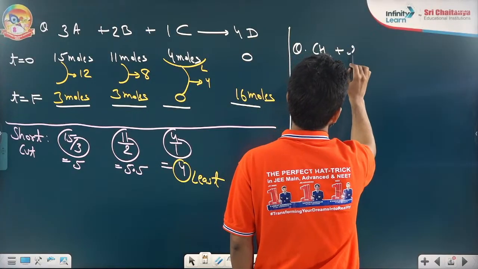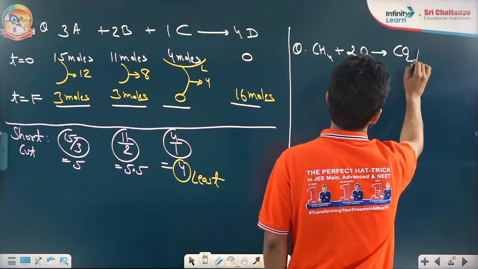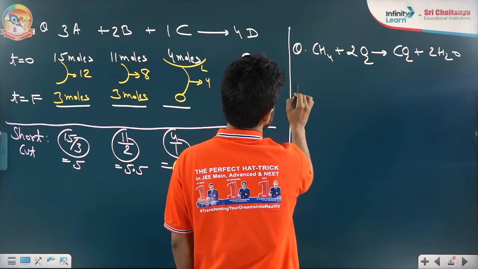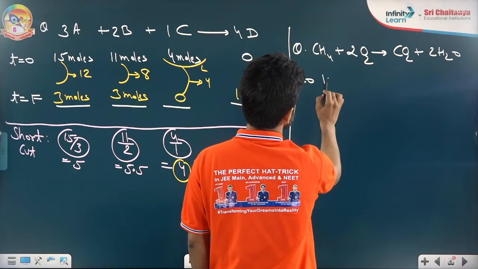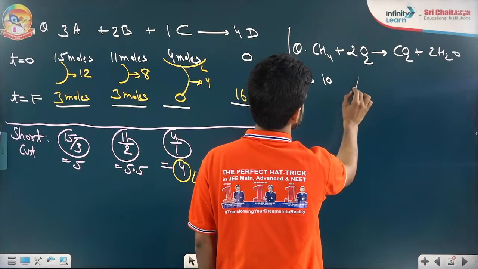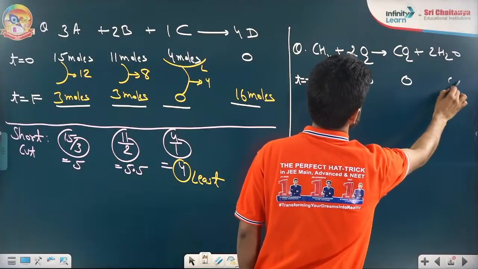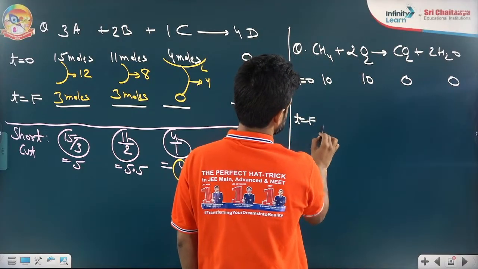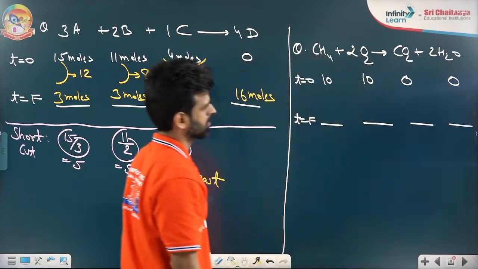CH4 and O2 giving CO2 and H2O. Stoichiometry you can see by the balanced equation. Here I am giving, we are having 10 moles of methane and 10 moles of O2. Tell me the final moles of methane, O2, CO2, H2O.